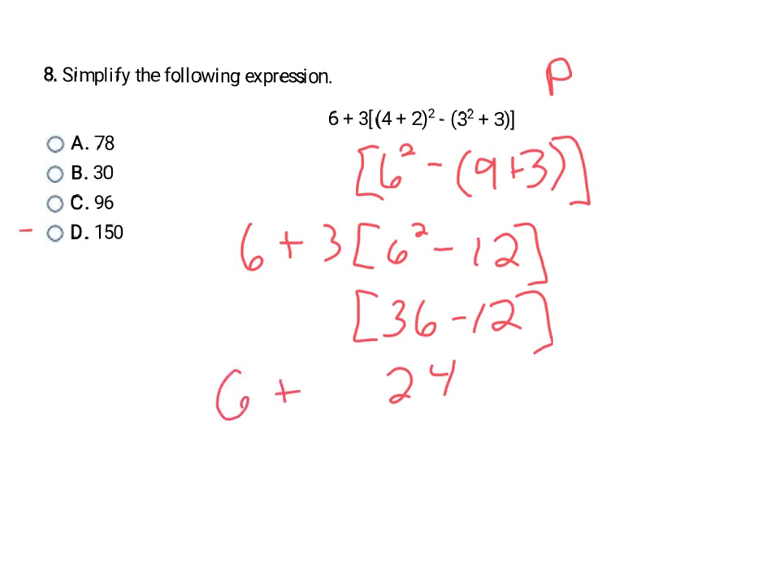And then I have this part out front that I've just been bringing down along all the time. I have addition and multiplication left. I'm going to go ahead and do the multiplication first. 3 times 24 is 72. So I'm going to have 6 plus 72, which is equal to 78, which is going to make my final answer A.